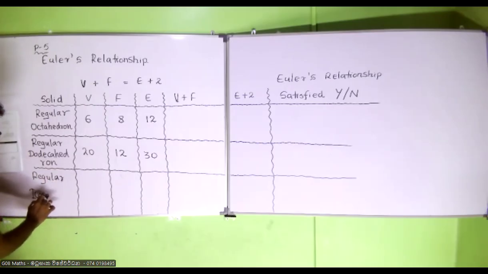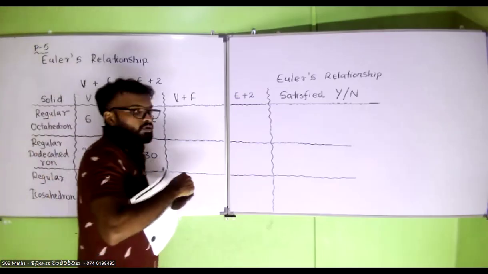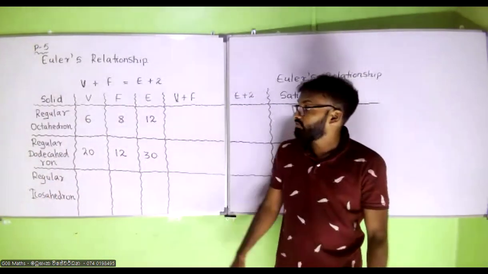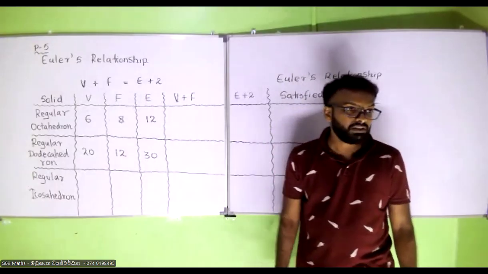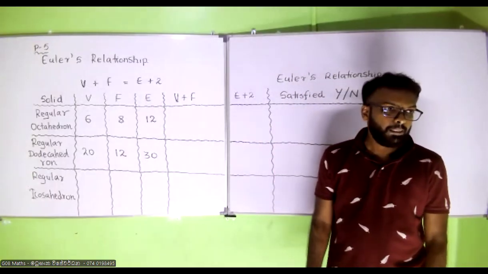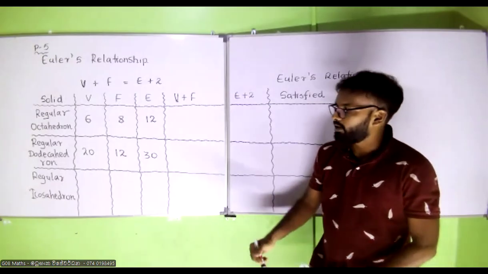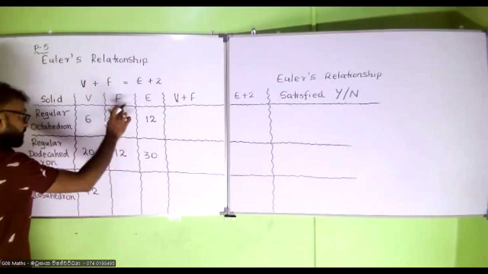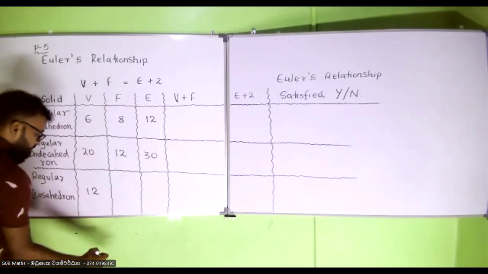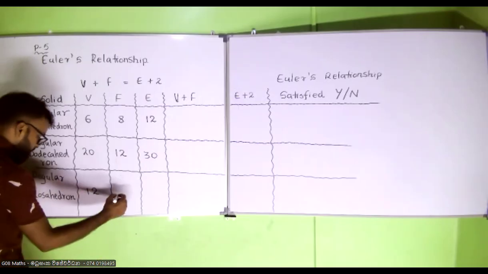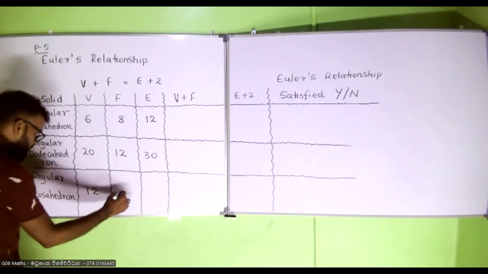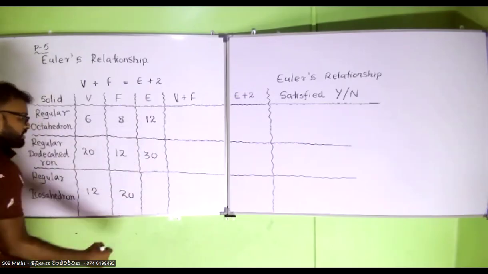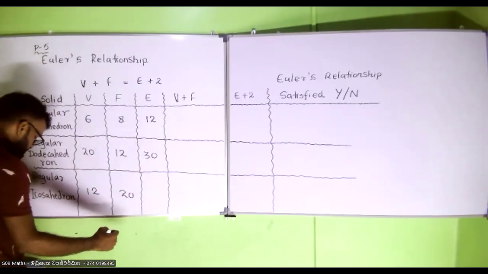Right. My next solid is regular icosahedron. Who gets the chance to fill this? Vertices, edges, faces. 12 vertices. Yes. Super. Faces 20. Edges 30. Super.